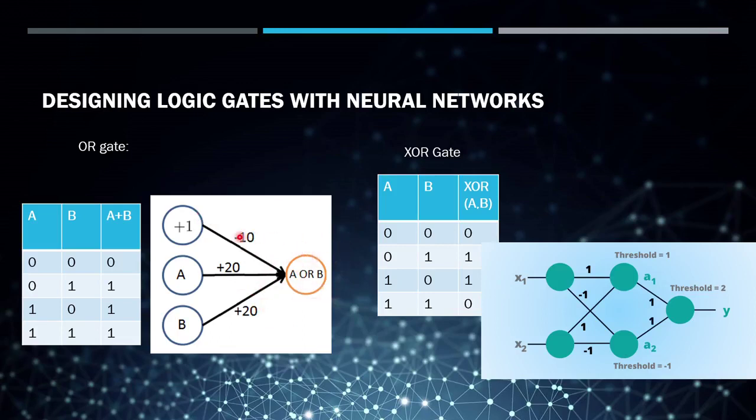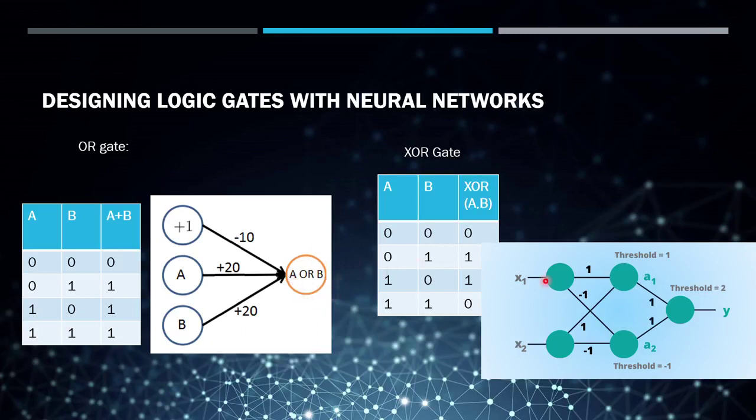If A and B are 0, then what is the weighted sum? It will be 0 into 20 plus 0 into 20 minus 10. So the total will be minus 10, and for a step function, a negative value means the output will be 0. Similarly, if any one is 1, then it will be 20 into 1 plus 20 into 0 minus 10, which gives a total of plus 10, which is greater than 0, and for the unit step function the output will be 1. And similarly, if both A and B are 1, the output will be 30, which is again above the threshold of 0.